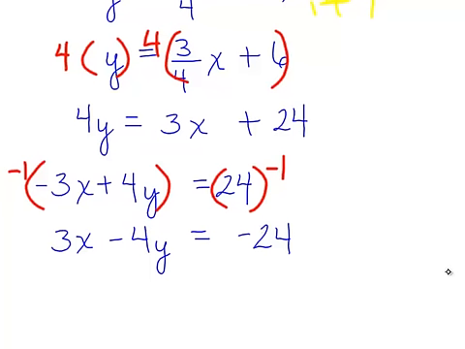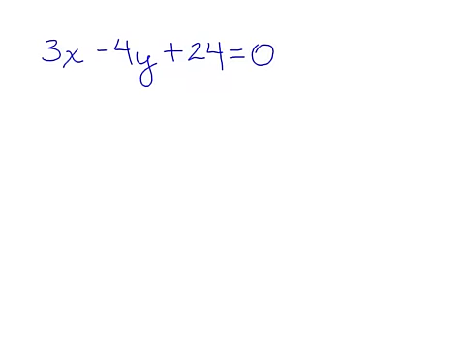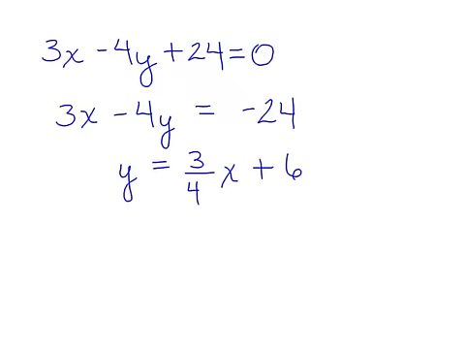But some books even want it in general form. And these are all the same answers, just different forms. General form means get everything on the left. So I will add 24 to both sides. I will have 3x minus 4y plus 24 equals 0. So once again, this is general form. Standard form had my variables on the left and my constants on the right. That's standard form. And the first form we came up with was slope-intercept form, where my y was by itself.